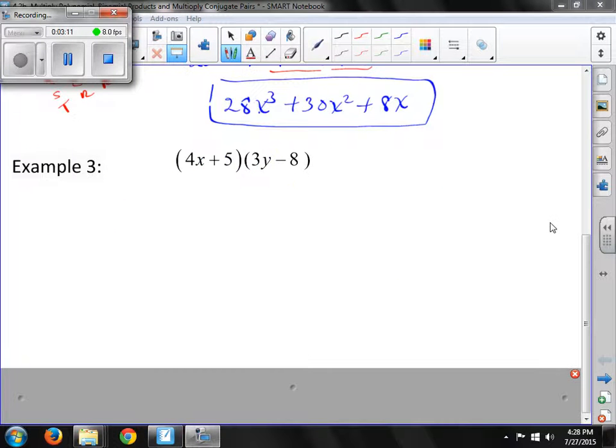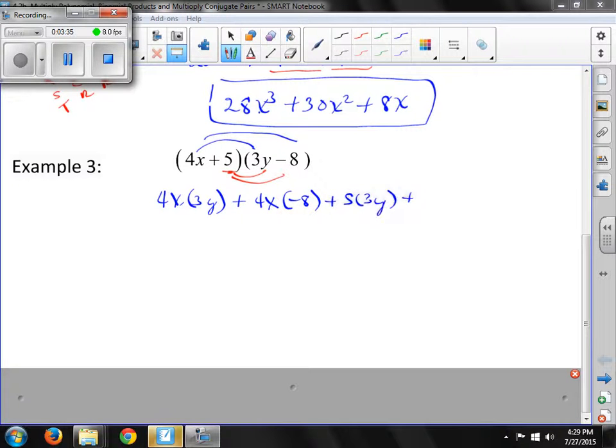We'll be foiling on this next problem, and I'm going to continue to write it down, but I won't do that forever. We'll start off with the 4x times both of them. Let's see, 4x times 3y plus the 4x times negative 8. And then we'll go back and multiply the 5 times both of them, so that we have 5 times 3y and 5 times negative 8.